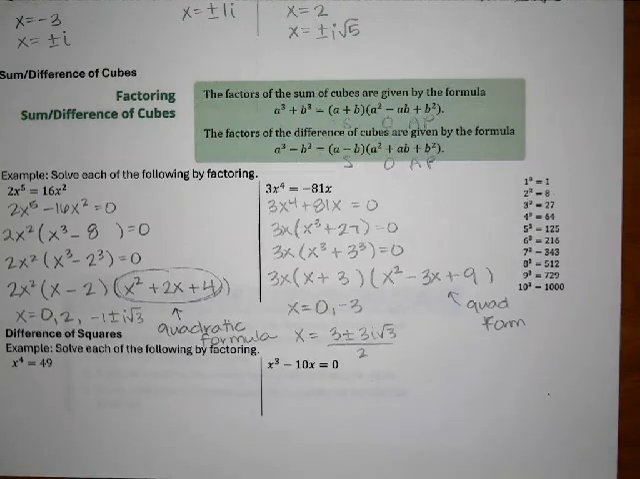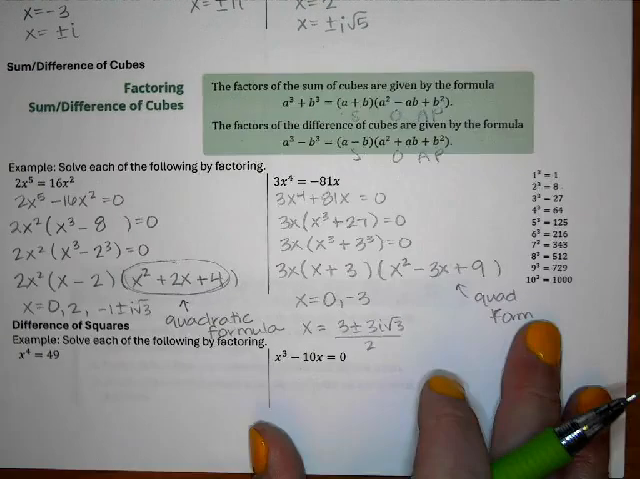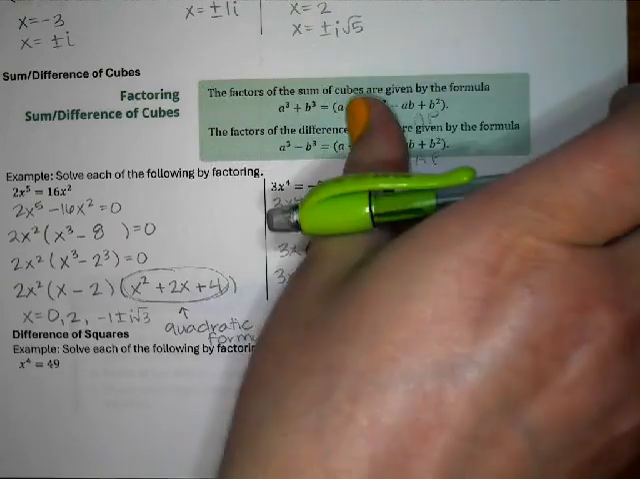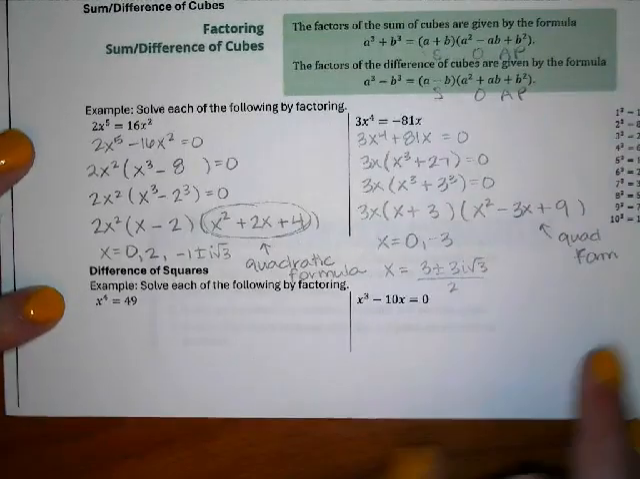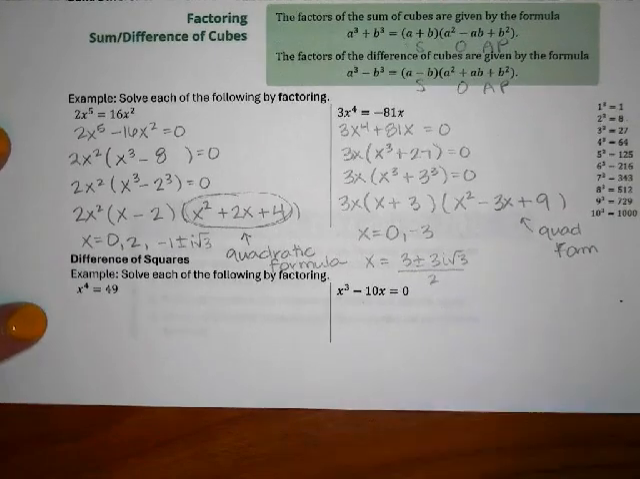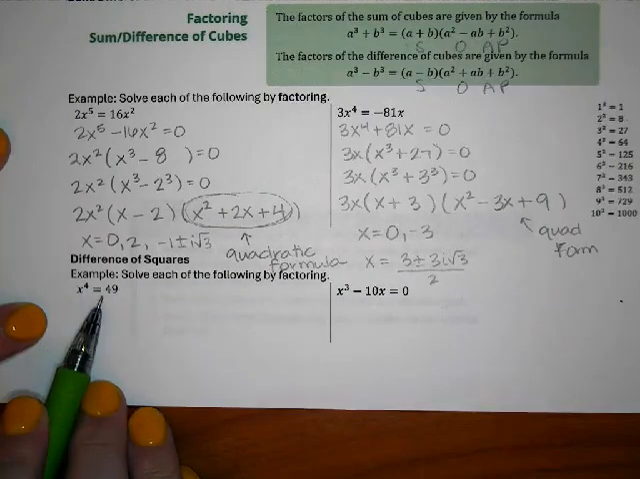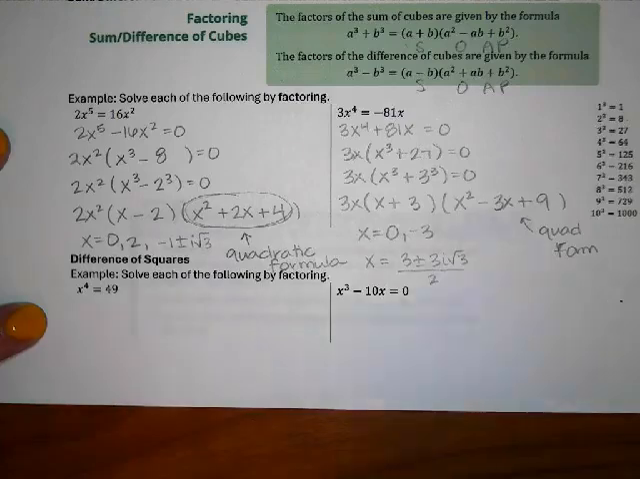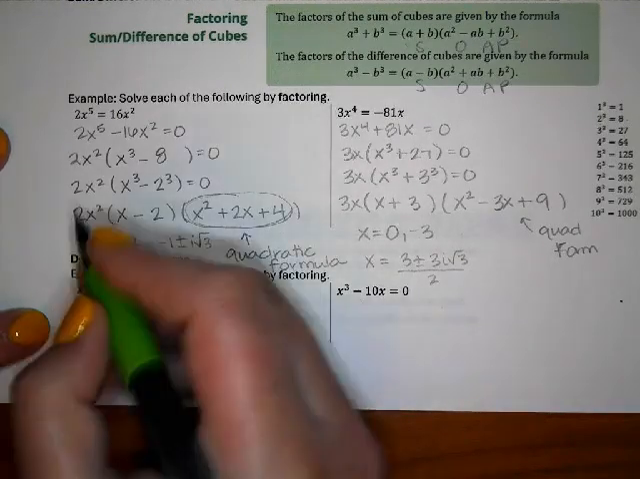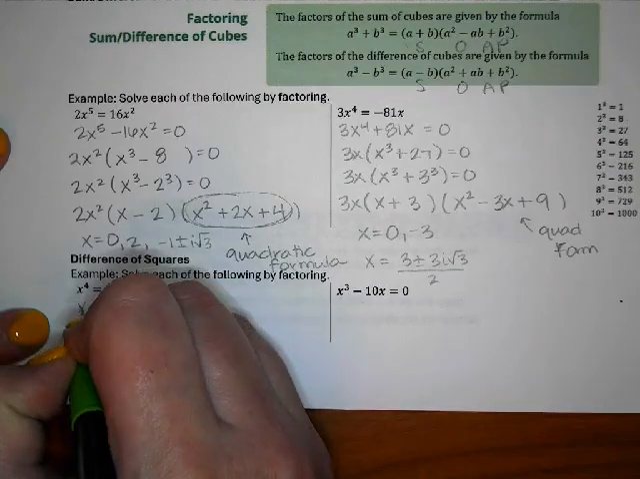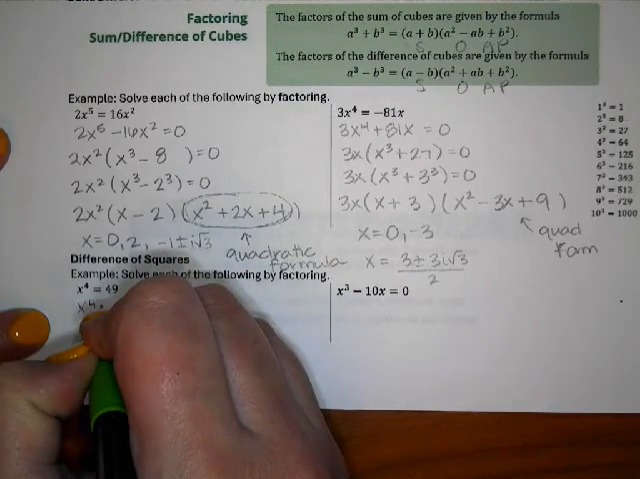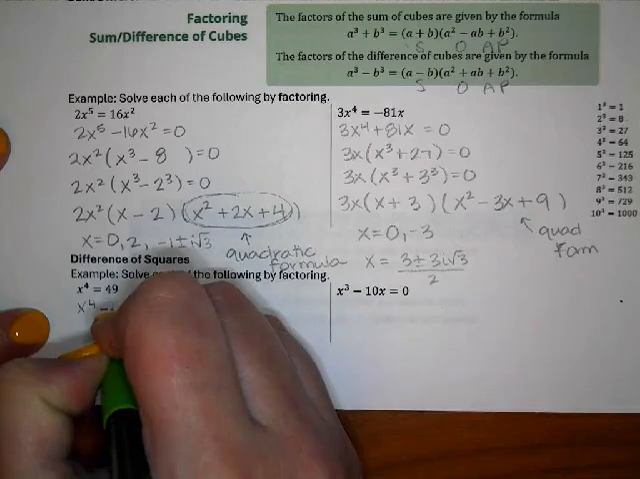All right, difference of squares. It's going to be a little bit more comfortable. We learned how to solve a problem like this by taking square roots, but you can also factor it using difference of squares. So if we have x to the 4th equals 49, we're going to make it equal 0. X to the 4th minus 49 equals 0.